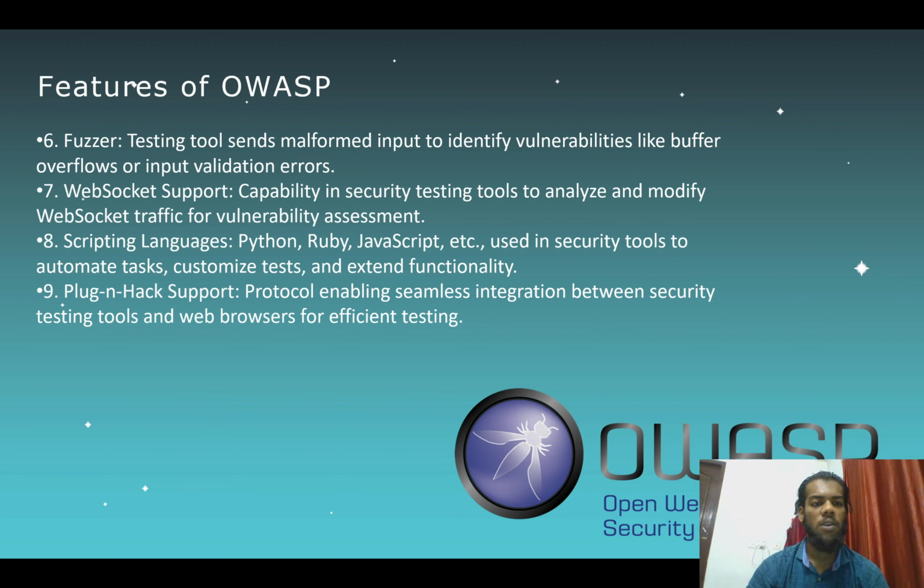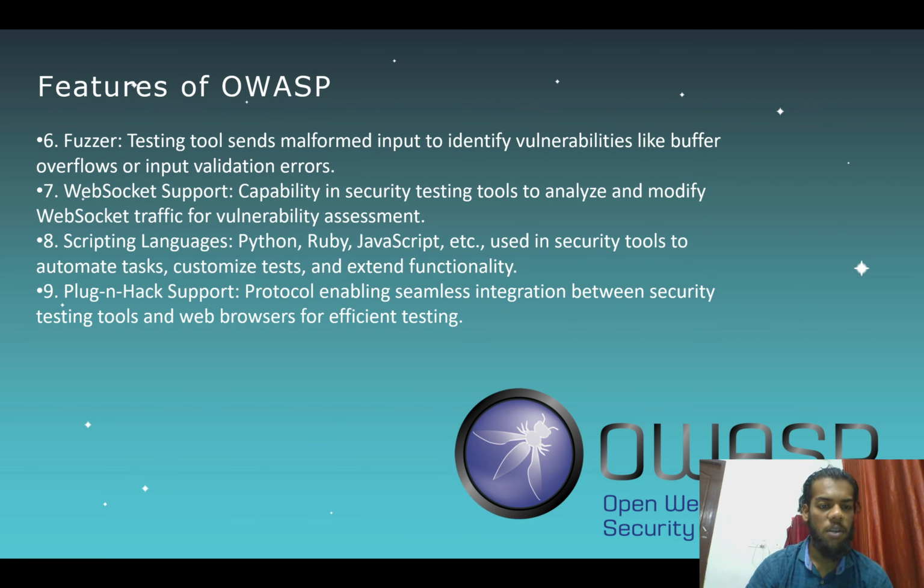The seventh feature of OWASP is the WebSocket support. It is a capability in security testing tools to analyze and modify WebSocket traffic for vulnerability assessment. The eighth feature of OWASP is scripting languages. It is like Python, Ruby, JavaScript, etc., used in security tools to automate tasks, customize tests, and extend functionality.